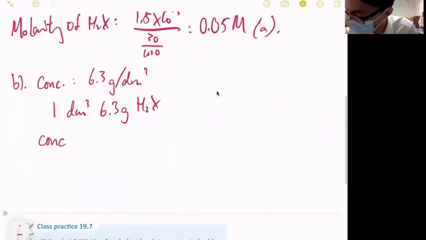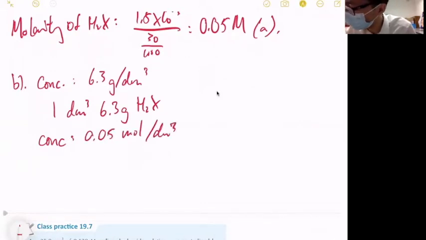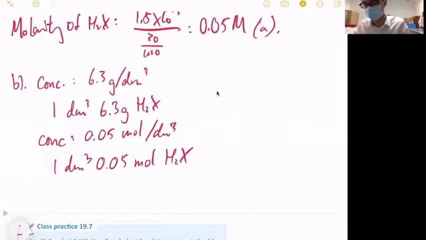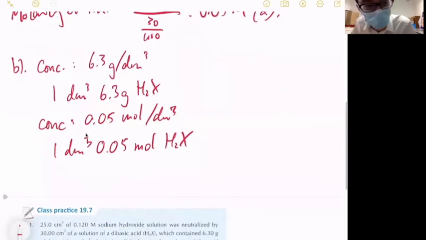So, the concentration we calculated in part A will be 0.05 mole per dm cube, right? It means that in 1 dm cube, we will have 0.05 mole of H2X, right? So let's say the volume is 1 dm cube. In 1 dm cube, we have 6.3 gram. In 1 dm cube, we have 0.05 mole.